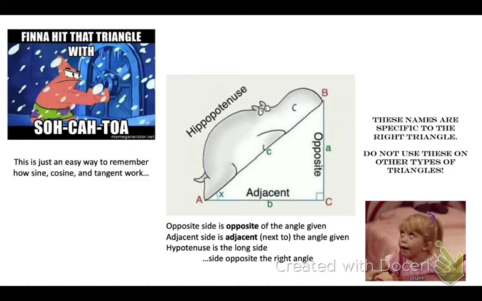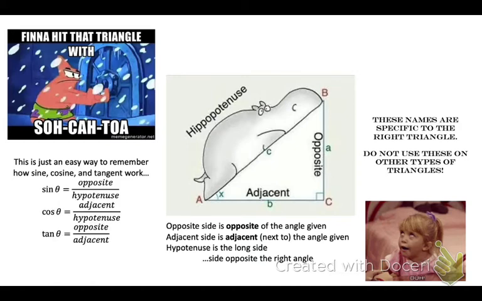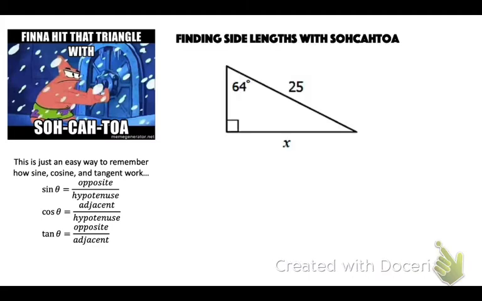There's an easy way to remember how sine, cosine, and tangent work, and that's if you just remember SohCahToa. So sine is opposite over hypotenuse. Cosine is adjacent over hypotenuse, and tangent is opposite over adjacent. Okay, so let's look at this and find the side lengths.